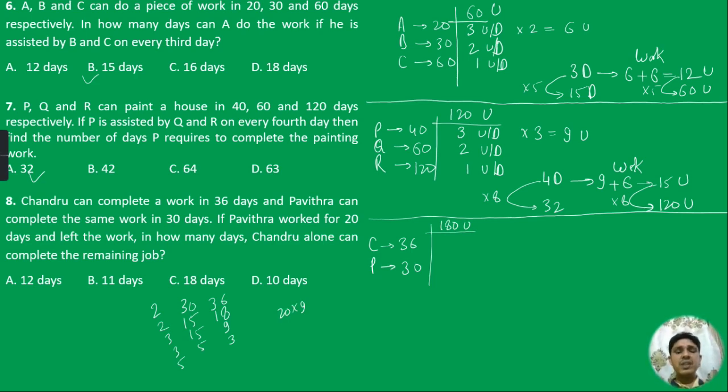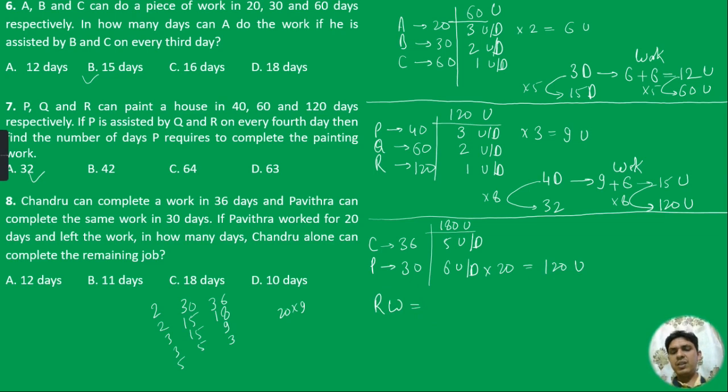Now he is saying that Pavitra worked for 20 days. Now 1 day work of Chandru, what is this? This will be 5 unit per day, and this will be 6 unit per day. Pavitra worked for 20 days. 1 day work of Pavitra is 6 unit per day, and he has done for 20 days. So 20 days work will be 120 unit, right? 120 unit.